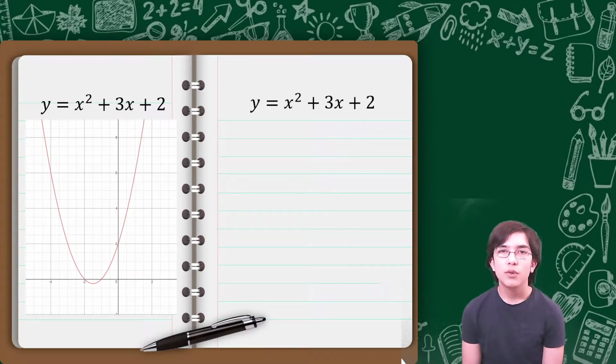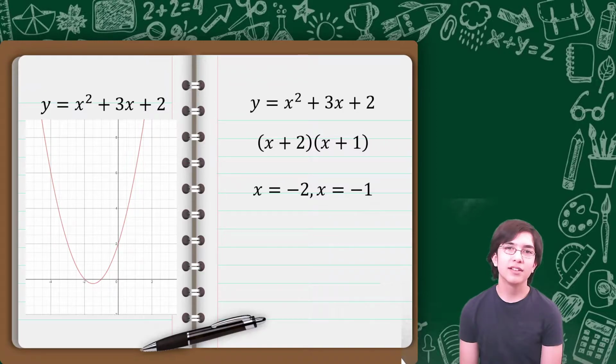You can check your answers by factorizing the equation. If you did it, you would find that the solutions are x equals -2 and x equals -1. And the y-intercept of the graph, where the graph hits the y-axis, is 2.